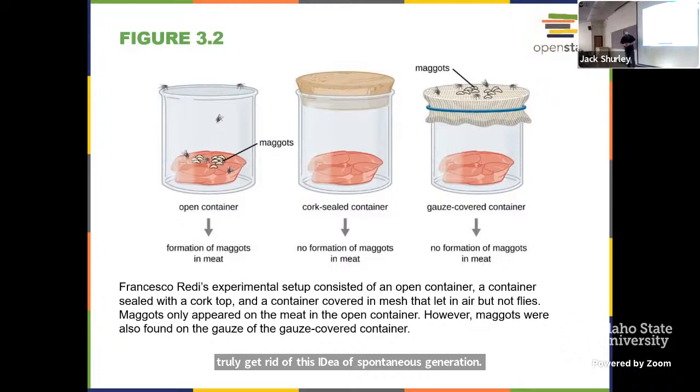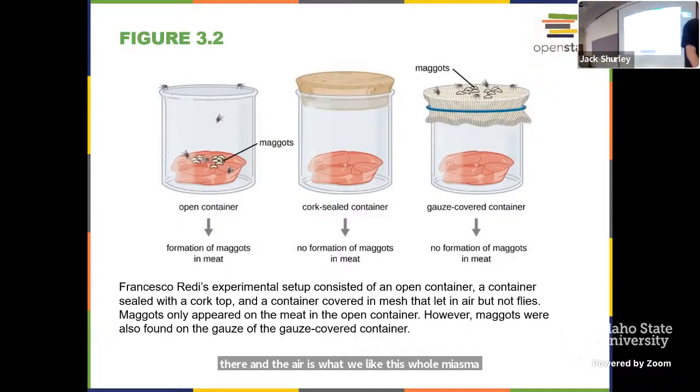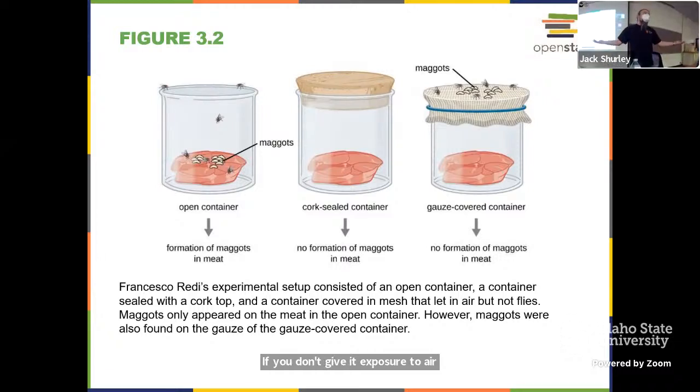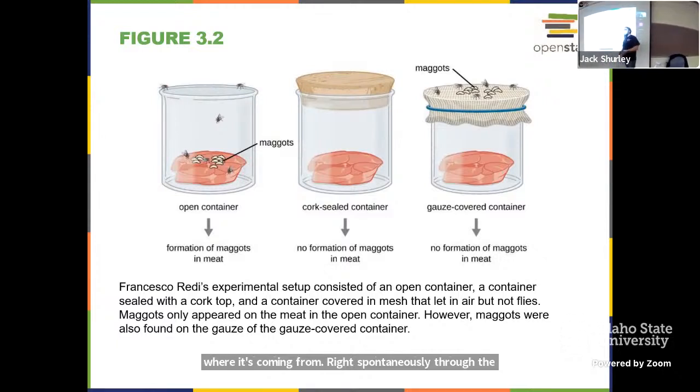That was how we thought, right? So the naysayers are like, oh, well, the issue is you corked that up and there's no way air can get in there. And the air is what we need, like this whole miasma idea, right? The foul air must be where all of this nastiness is coming from. If you don't give it exposure to air, it makes perfect sense why there's nothing growing on there. The air is where it's coming from, right? Spontaneously through the abyss.